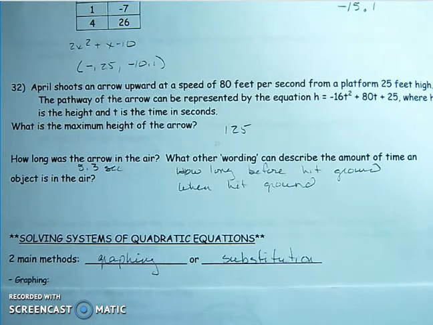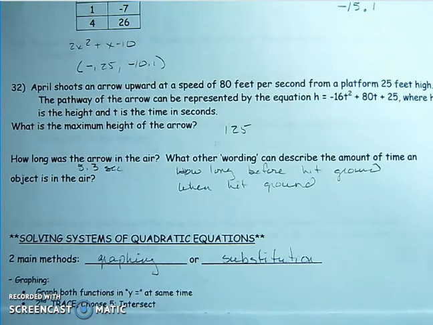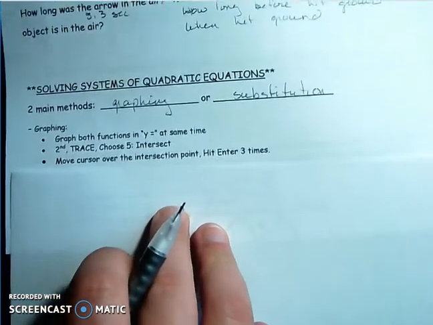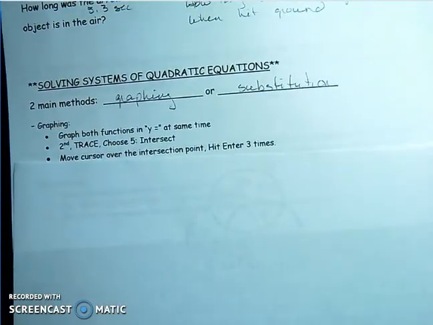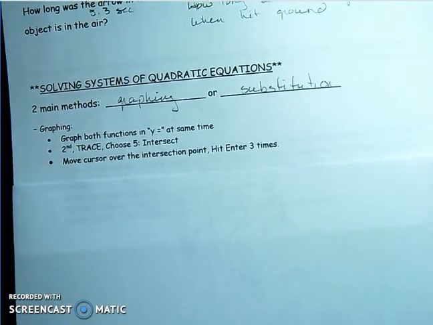When graphing, remember, we're looking for the intersection of the 2 graphs. So graph both functions in y equals at the same time. Second trace, option number 5 is the intersect. Then you move your cursor to the intersection point, hit enter 3 times, and it will tell you the answer.